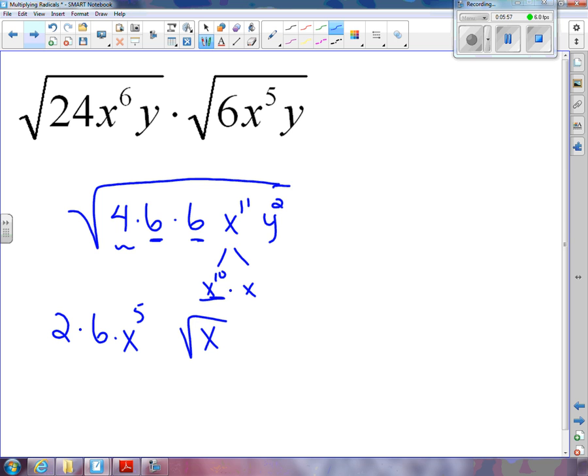Now, the square root of y squared is just y on the outside. So all I want to do is just simplify this and clean it up a bit, just by doing 2 times 6, which is 12x to the 5th, y root x.